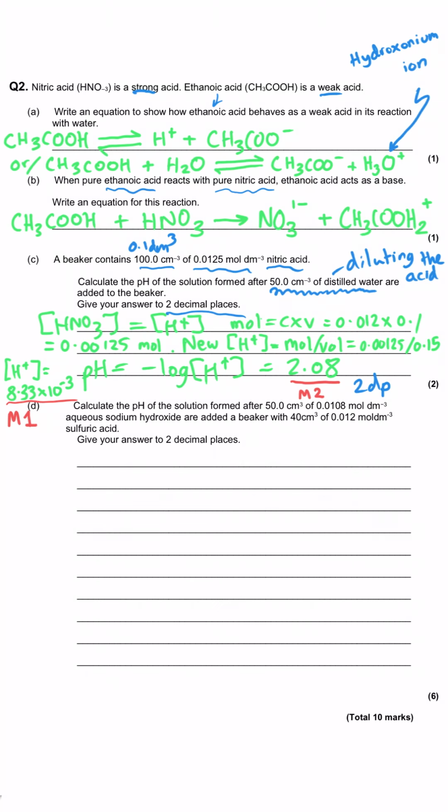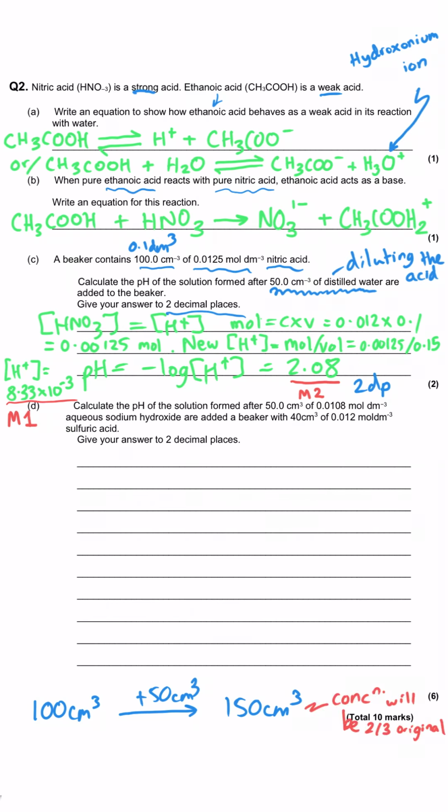Now, there is an alternative method to work out that new concentration of acid, or new concentration of H+. And so the idea here is the original volume was 100 cubic centimetres. We've added 50 cubic centimetres to it, so the new volume is 150 cubic centimetres. So the concentration will have gone down as a result, because we've got the same moles of acid that we started with. We've just added water to it. And so the new concentration will be 2/3 of the original concentration.